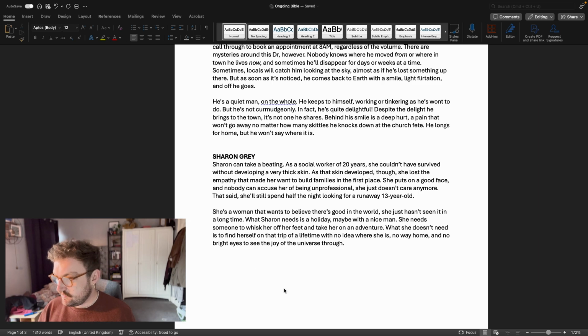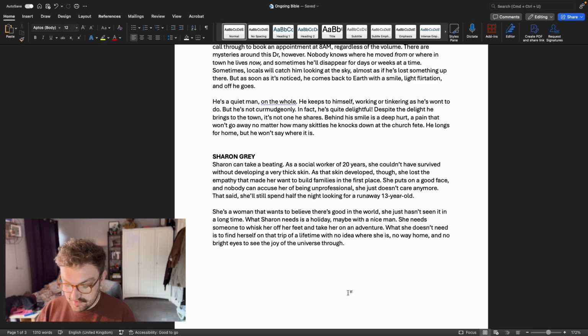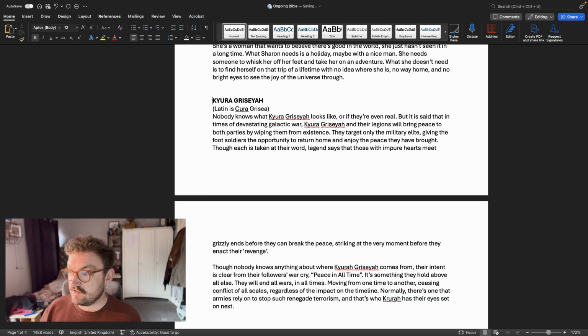Next character through the gate is the series villain, the final bad guy, as it were. This is a character called Cura Grisea, and I've written the Latin translation underneath just so I remember where the name came from, because it's quite a stupid sci-fi name.